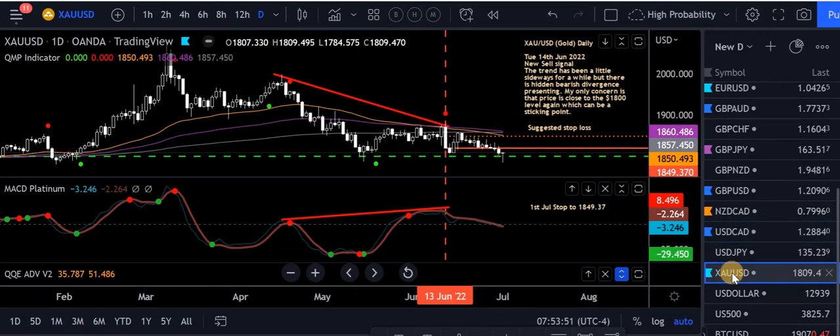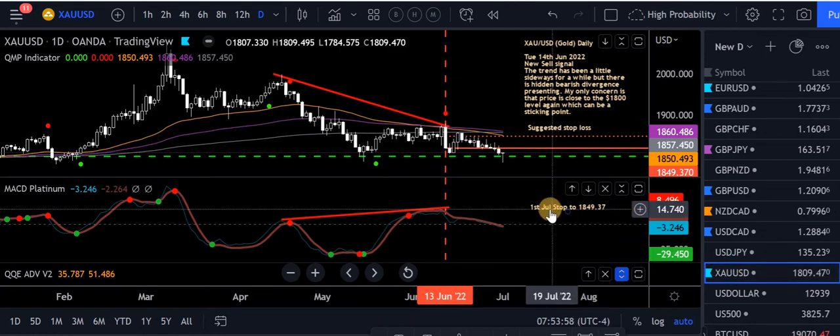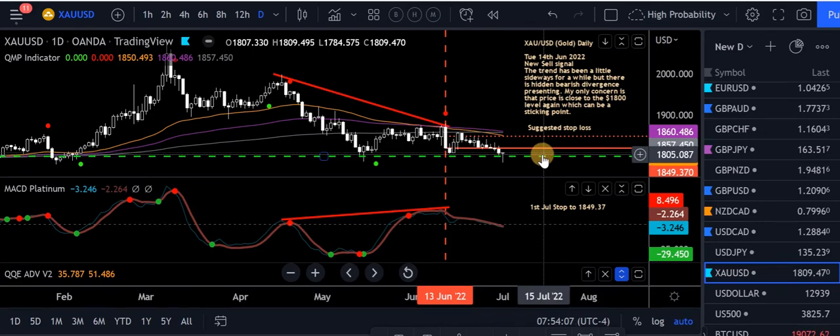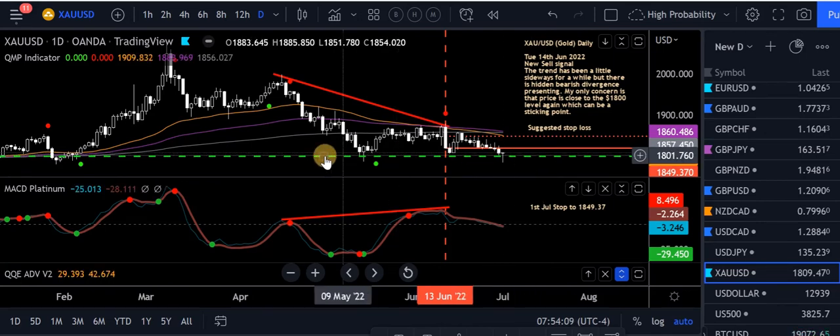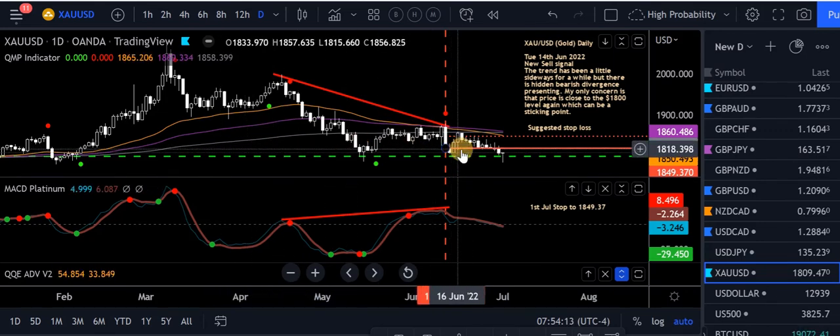Next one, gold in a sell. What did I do? I did something here. 1st of July, I just brought my stop down. There's not enough to close half. This green dashed line's the $1,800 level. It's a big number on gold. If you go back in history, you'll see that price bounces around a lot.